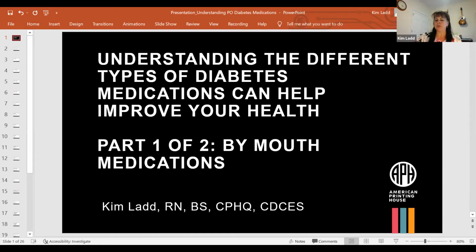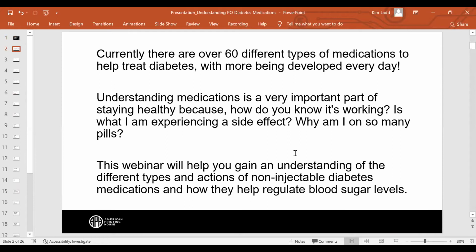Now these pills, they are for type 2 diabetes. So I'll get into that a little bit more later, but I did want you to know that currently there are over 60 different types of medications to help treat diabetes, and more are being developed every day. So 60, that's a lot. So it really can be overwhelming.